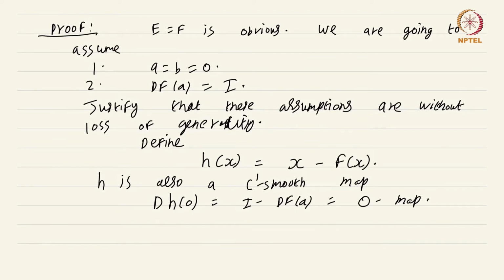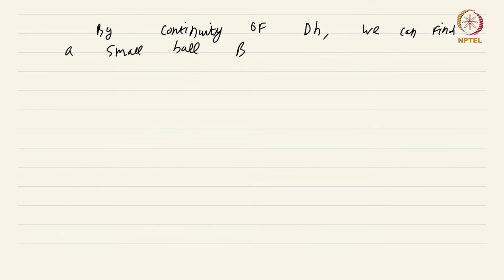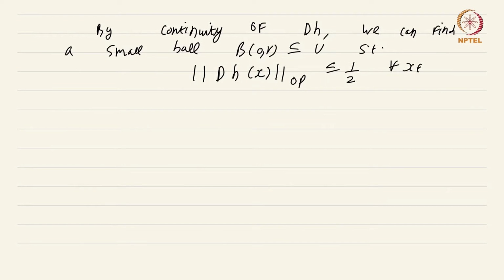Now we observe that by continuity of dh, we can find a small ball B0R subset of U such that the operator norm of dh of x is less than or equal to half for all x coming from this ball. This follows from the continuity of dh.